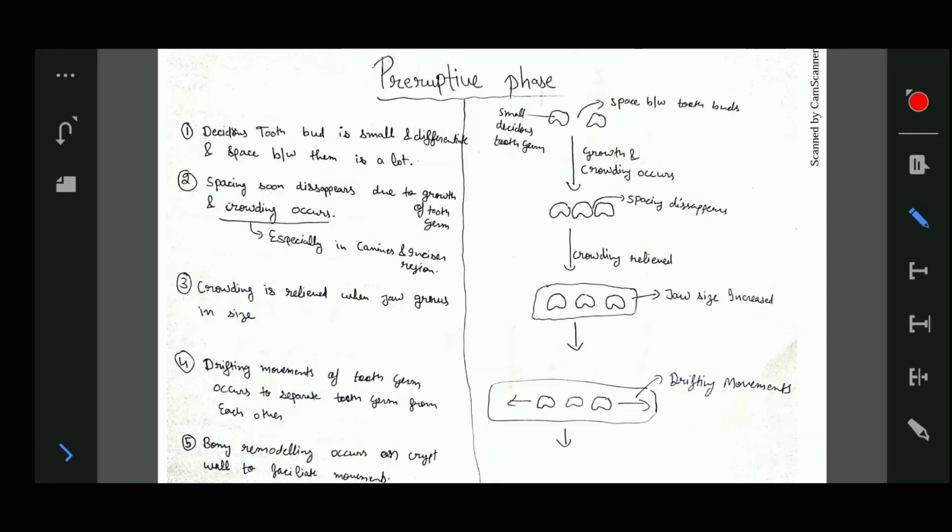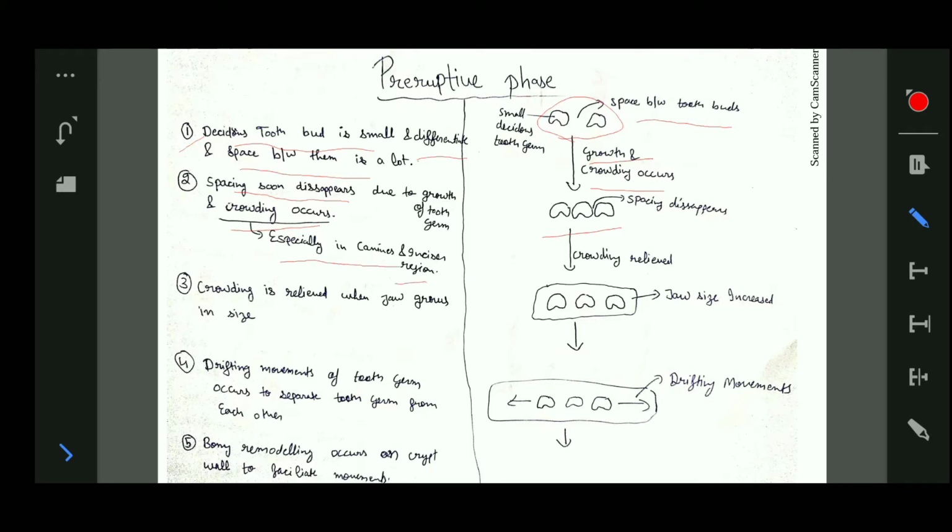Now let's talk about the pre-eruptive phase, which is the initial phase of tooth eruption. The deciduous tooth bud is initially very small, as you can see in this diagram, and it differentiates and the space between them increases. You can see the space between both tooth buds is very large. Now the spacing soon disappears as the tooth buds grow and crowding occurs, especially in the canine and incisor regions.